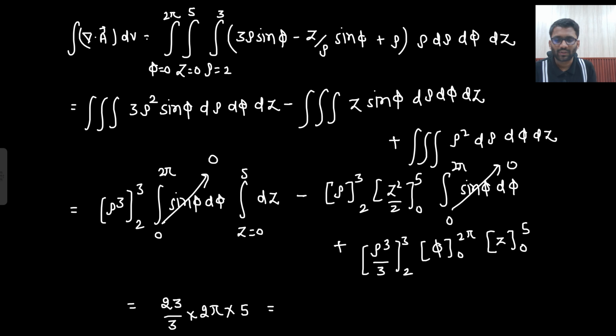Okay, this was 2 cube actually. 2 cube is 8. So 27 minus 8 is 19 it would be. So what you are getting? 190 pi by 3. This is the answer.